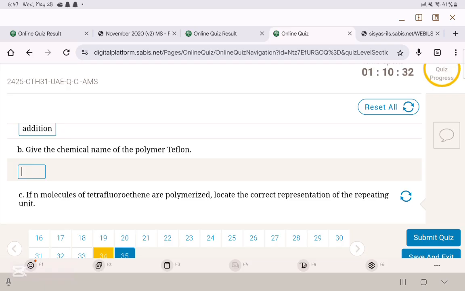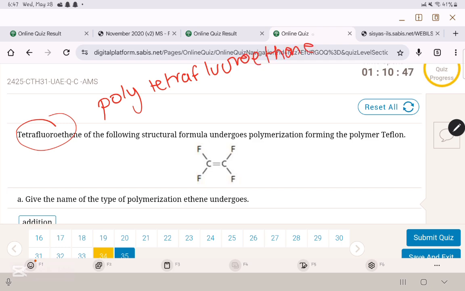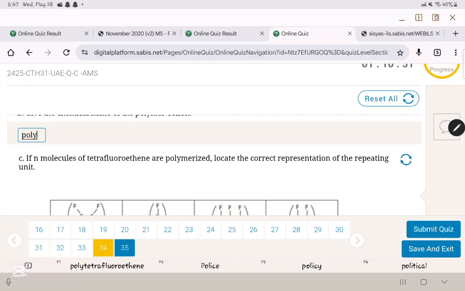We move on to part B. Give the chemical name of polymer Teflon. How do you name polymers? Very simply, you take the monomer, which is tetrafluoroethene, and you put poly before it. So it's going to be polytetrafluoroethene.